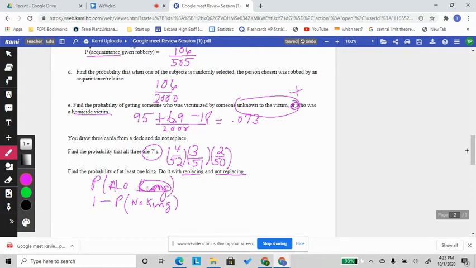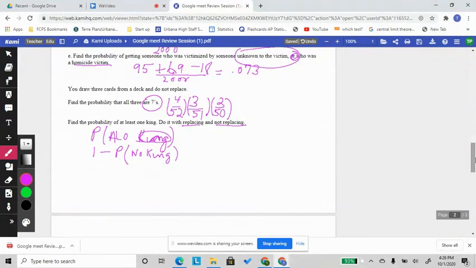Let me slide down a little bit. I'm going to do replace first, and then I'm going to do not replace over here, so you can see the difference. So at least 1 king: 1 minus no kings, opposite side. And how many cards did I pull? 3 cards. So it would be that to the 3rd. That's your answer for that. You just type it in.